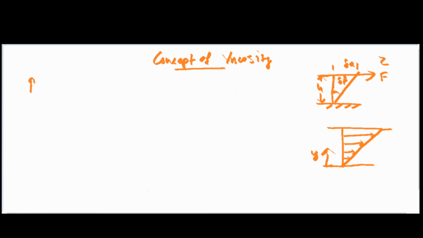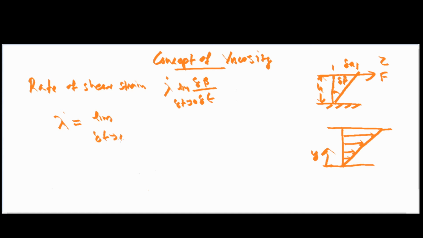Now we know the rate of shear strain is defined as, I use the letter lambda dot, delta beta divided by delta t. So we can define the strain rate in this way: lambda dot is equal to the limit as delta t tends to 0 of delta beta divided by delta t. So this rate of shear strain is equal to capital U by h from the previous expression.